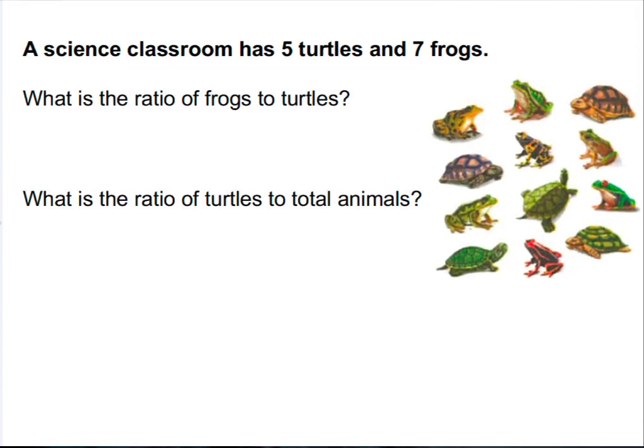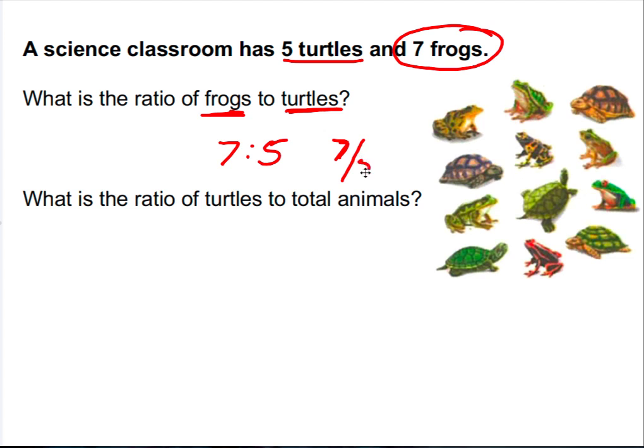All right, bottom of the page. Now we're talking about turtles and frogs. I know my picture is in color and in yours it's black and white, but you should still be able to tell which ones are the frogs and which ones are the turtles. It says, what's the ratio of frogs to turtles? So frogs first, turtles second. There are 7 frogs, so 7 goes first, to 5 turtles, 7 to 5.